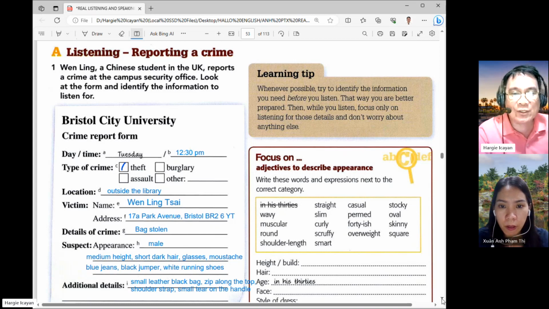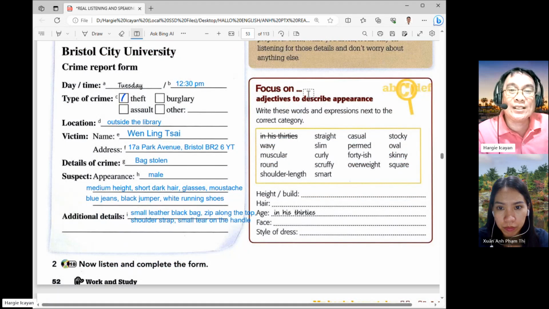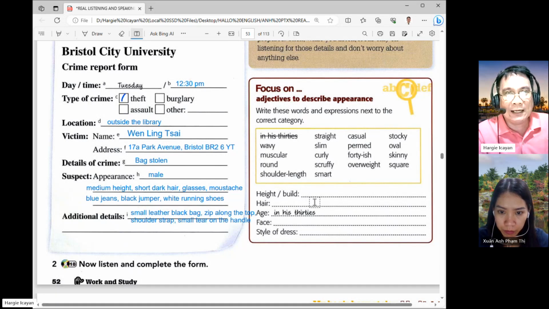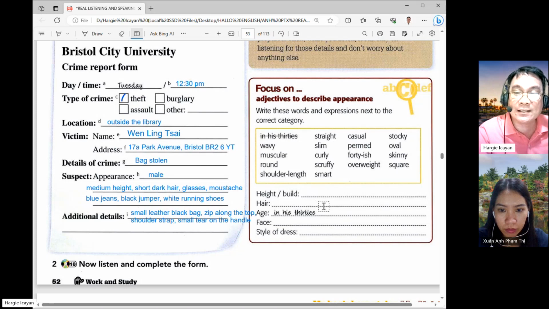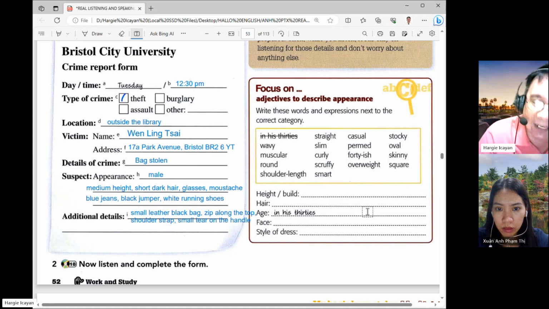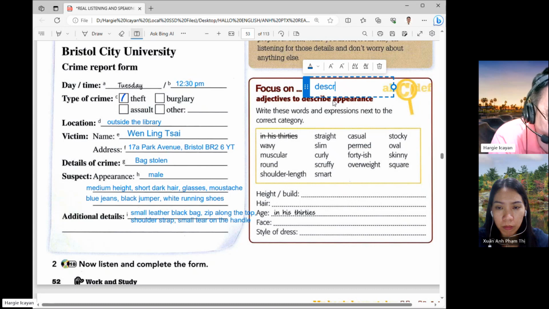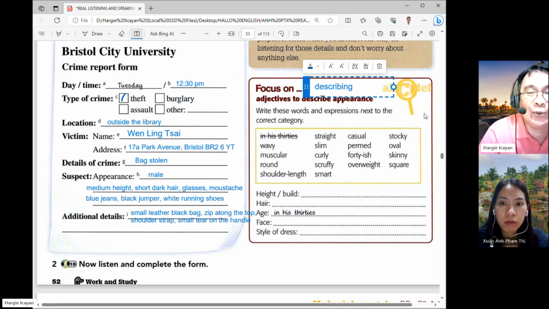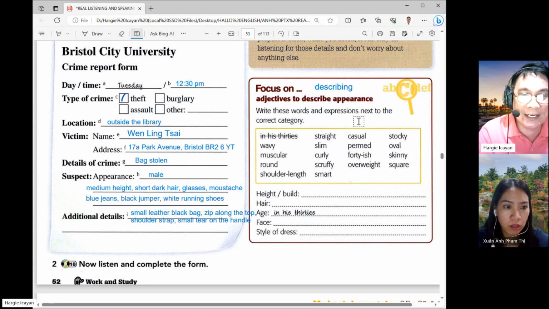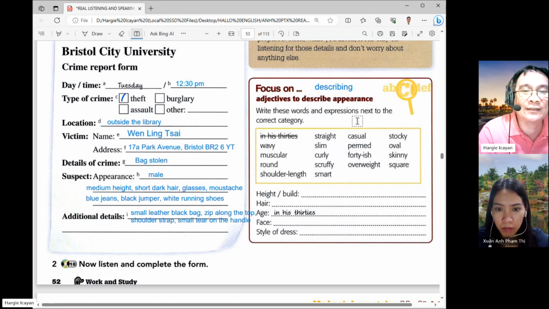Now for the focus on adjectives to describe appearance, okay? In order for us to describe the appearance of the suspect, we need to use adjectives, right? When we are talking about an adjective, it's a describing word. That's why we use this to describe the suspect. So write these words and expressions next to the correct category.